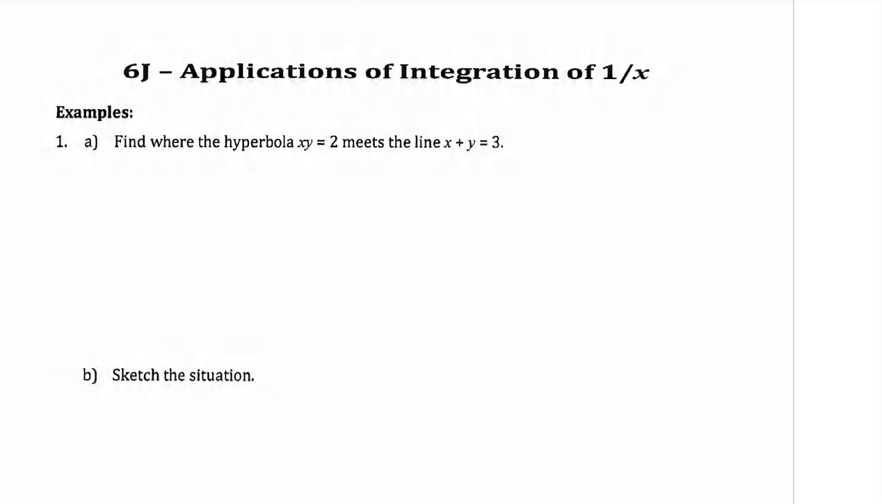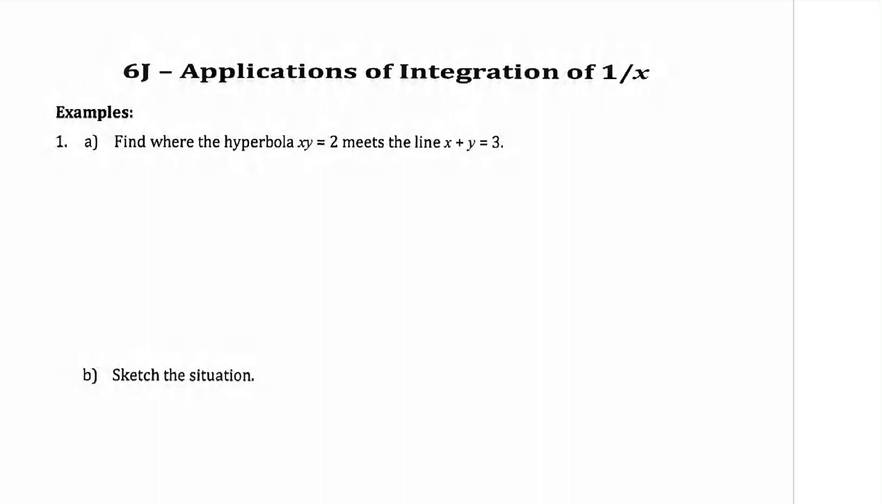Okay, always after we learn to integrate and differentiate a new thing, then we want to do applications of it where we're finding areas and stuff. So just one question. Find where the hyperbola xy equals 2 meets the line x plus y equals 3. Ooh, what are we doing here? Because it's simultaneous equations. Yeah.